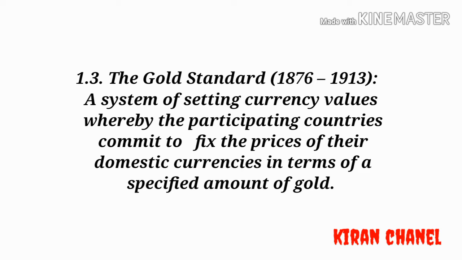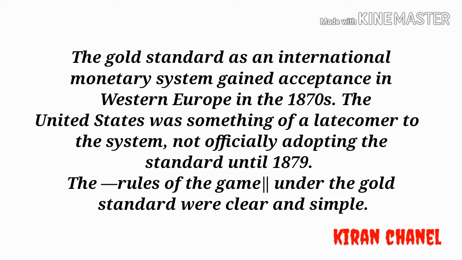1876-1913. A system of setting currency values whereby the participating countries commit to fix the prices of their domestic currencies in terms of a specified amount of gold. The gold standard as an international monetary system gained acceptance in Western Europe in the 1870s. The United States was something of a latecomer to the system, not officially adopting the standard until 1879. The rules of the game under the gold standard were clear and simple.